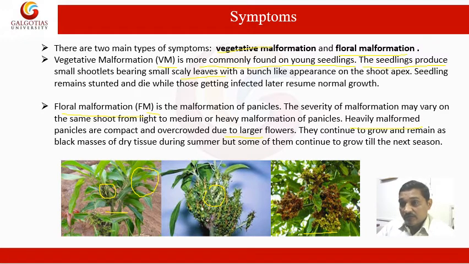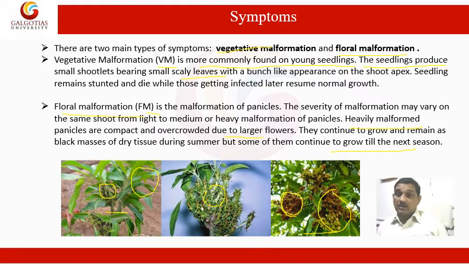They continue to grow and remain as black masses of dry tissue during the summer, but some of them continue to grow until the next season. You can see here the compaction of the malformed flowers of the inflorescence. The panicle becomes compact in summer, and it carries heavy masses of conidia of the pathogen.